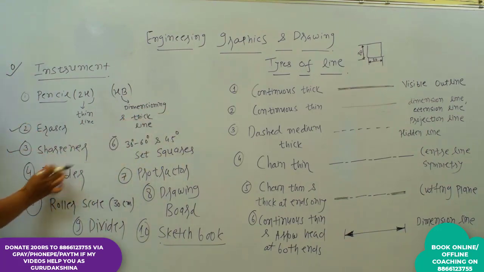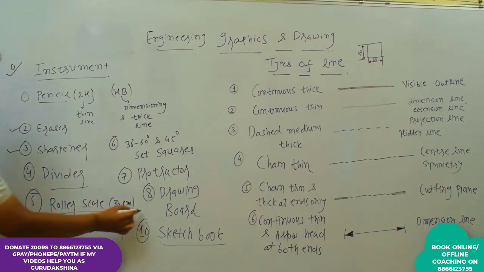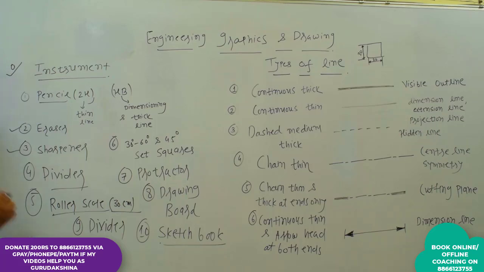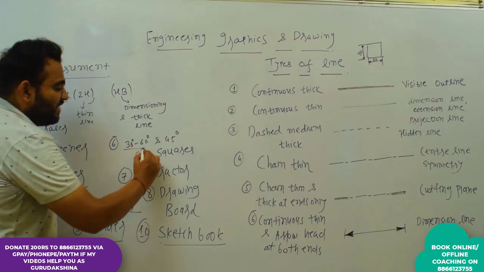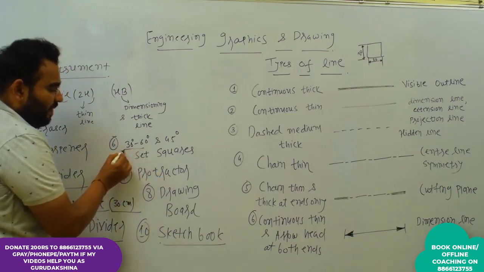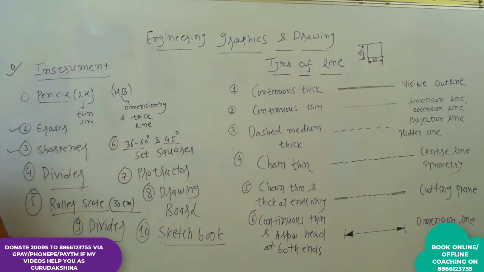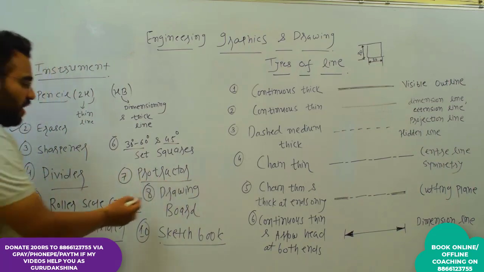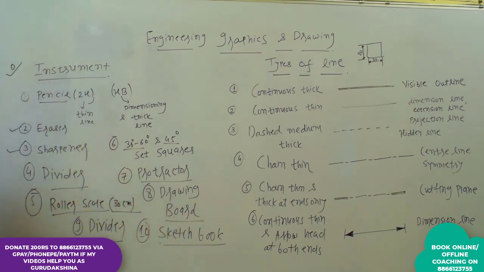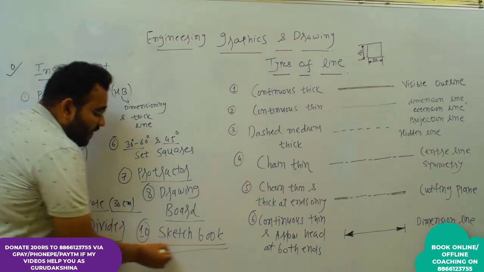The second instrument you require is an eraser. Third, a sharpener. Fourth, a divider. Fifth, a roller scale of 30 centimeter size. If you purchase a roller scale, you don't need to purchase a scale separately. A roller scale is more than sufficient. Then you require a set square of 30 degree and another 45 degree set square. Then you require a protractor for measuring angles. Then you require a drawing board for drawing, and a sketchbook.